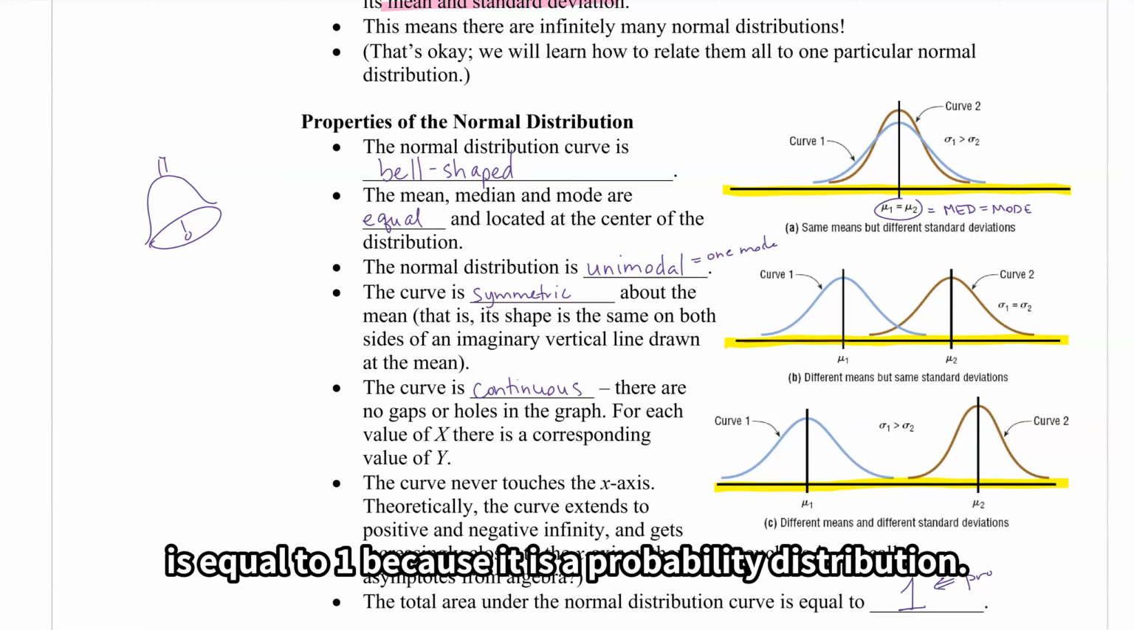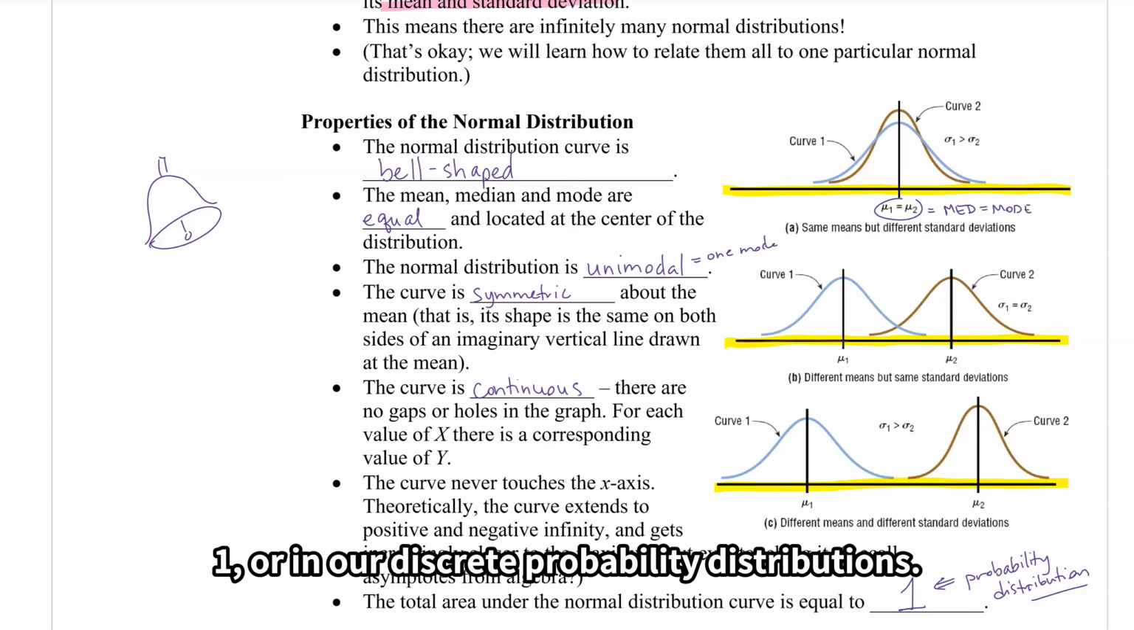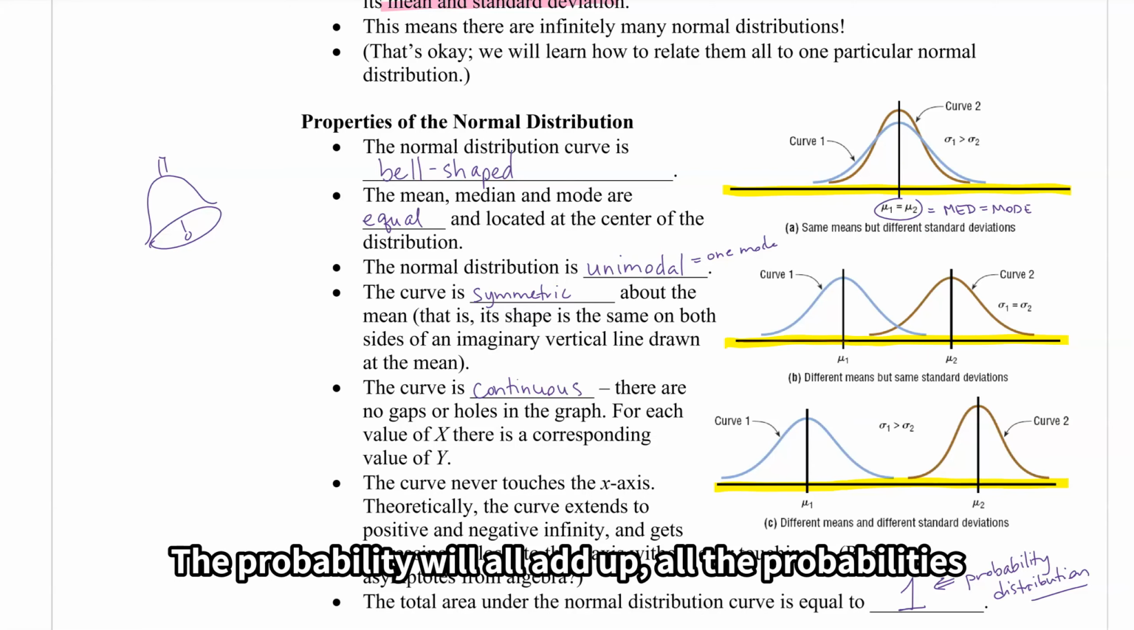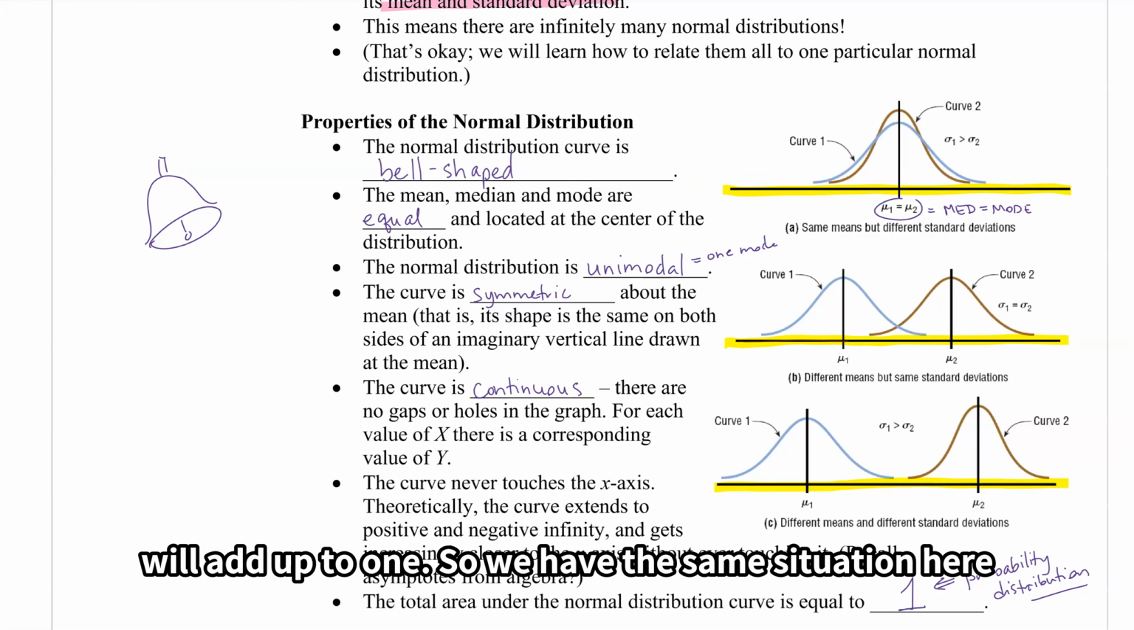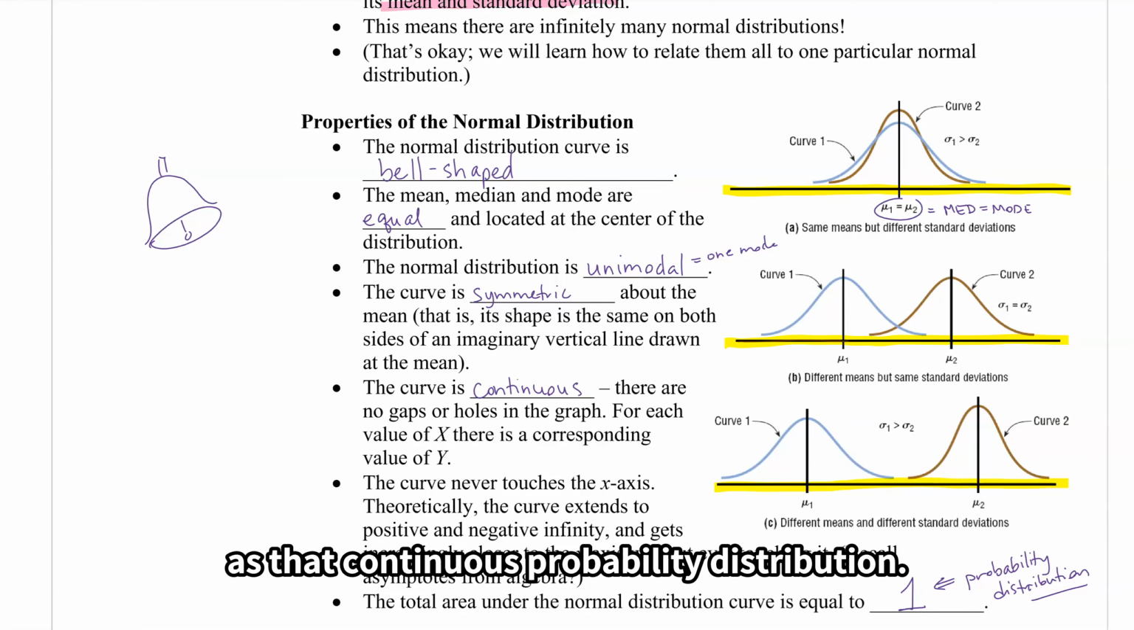Because it is a probability distribution. Just like with our total probability of a sample space being 1, or in our discrete probability distributions, all the probabilities will add up to 1. So we have that same situation here with our normal distribution as that continuous probability distribution.